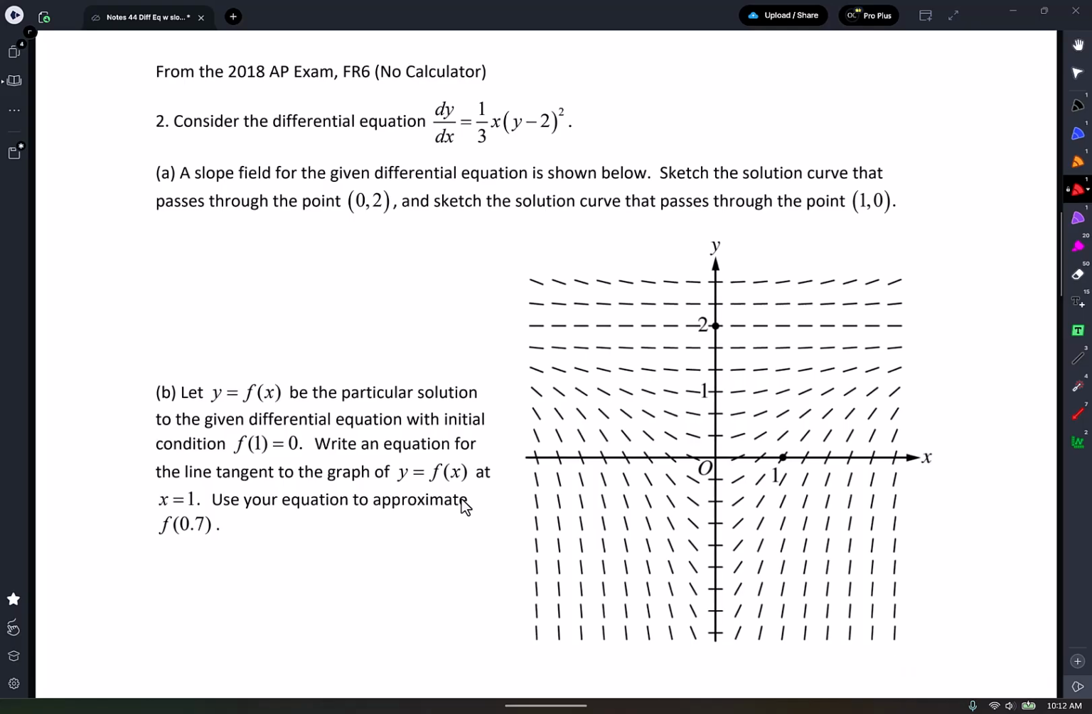Another one, no calculator. Let's see what letter A says. A slope field for the given differential equation is shown below. Sketch a solution curve that passes through the point 0, 2, and sketch a solution curve that passes through the point 1, 0. I think I graded this one. Pretty sure I graded this one. I remember something along the lines of the rubric saying that the solution curve must pass through the whole graph. Okay, the one at 2, 0.